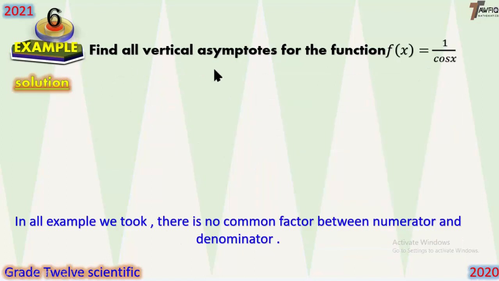Find all vertical asymptotes for the function f of x equals 1 over cosine x. Take the denominator, cosine x, and set it equal to 0. Cosine x is equal to 0 when x equals pi over 2 plus n pi, where n is an integer.